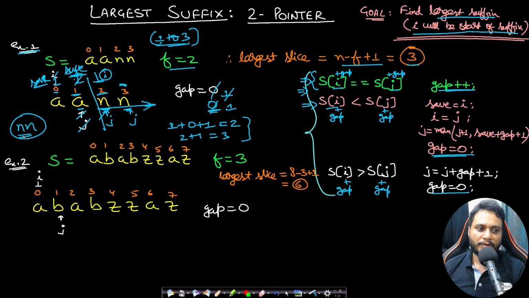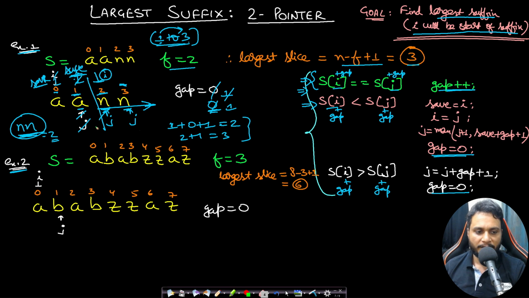So when you get nn, you check the size of it. This size is 2. And the allowed size is from 1 to 3. So this is fitting within the size. So nn is your answer. This is the lexicographically largest string that you can make by slicing. If you take example number 2, now I will be doing it a little bit faster.